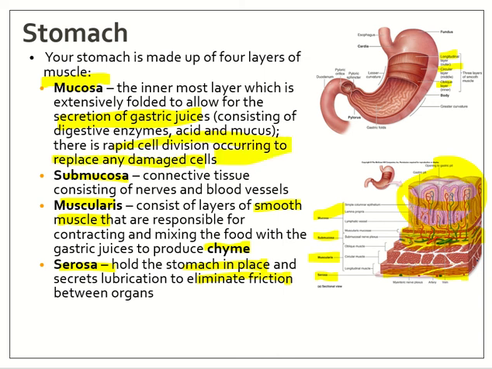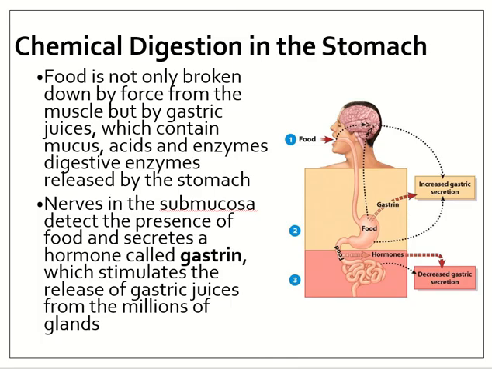So these 4 layers work together to allow the stomach to do mechanical and chemical digestion. So it will do both your mechanical and chemical. Okay, so we talked about the muscles and how they did mechanical. Now we're going to look at your chemical digestion. So chemical digestion is going to happen in the stomach through, again, those enzymes. The main enzyme that we're going to talk about eventually is pepsin, but we'll get there.